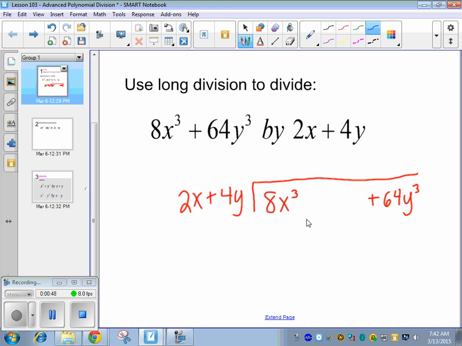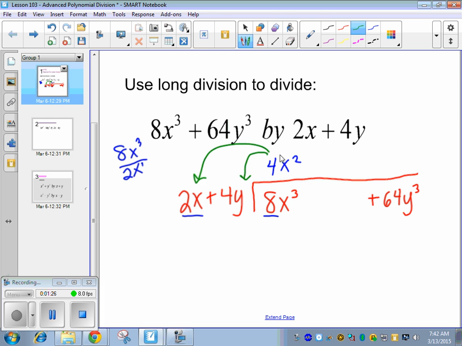If you remember long division, we always do the first divided by the first. Sometimes I write this off to the side so you can see we're doing 8x cubed divided by 2x, only the first thing divided by the first thing. 8 divided by 2 is 4, and x cubed divided by x, you subtract the exponents, so we get 4x squared. After you put this up top, you have to multiply it back through to both of those terms in the front.